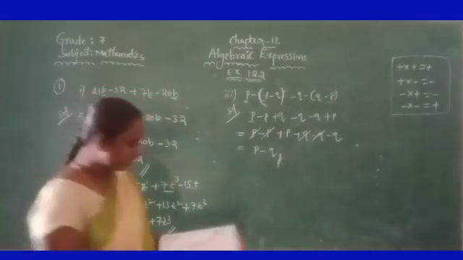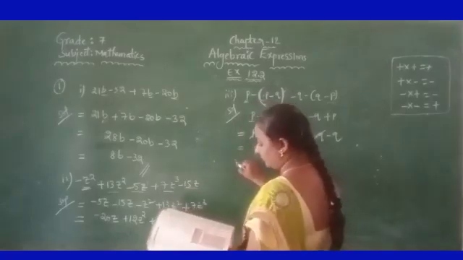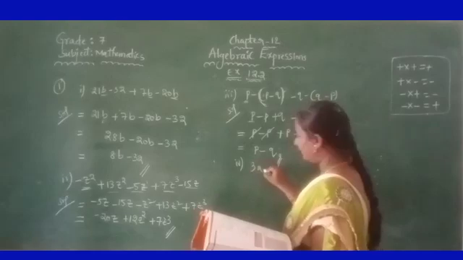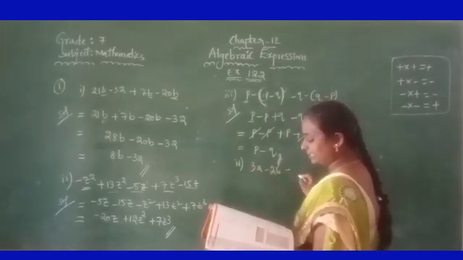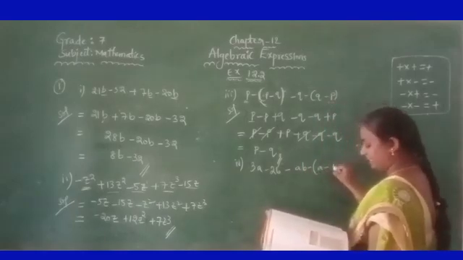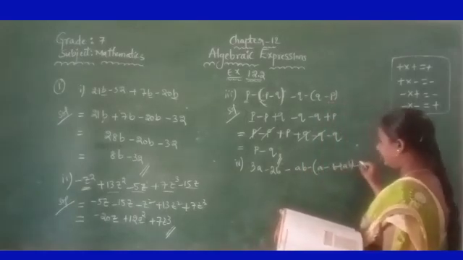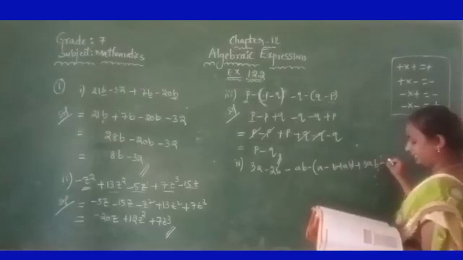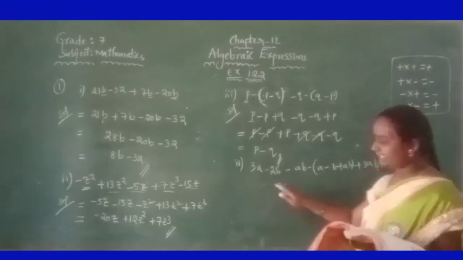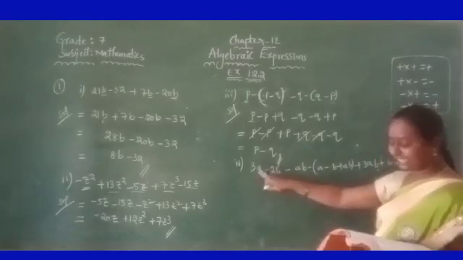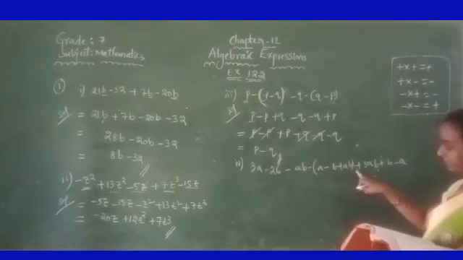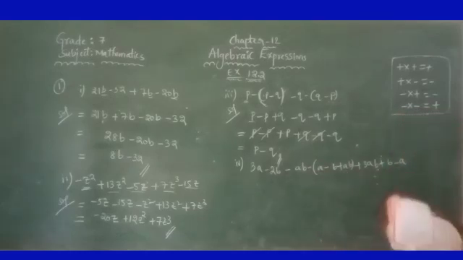Okay, right, children. So see, fourth one. Can you do this? Okay, this one only I will explain. To revise all, I am giving you homework. So 3a minus 2b minus ab minus of a minus b plus ab plus 3ab minus plus b minus a. Whenever you are writing the expression, you write the expressions neatly.